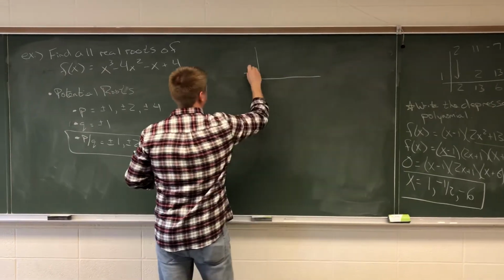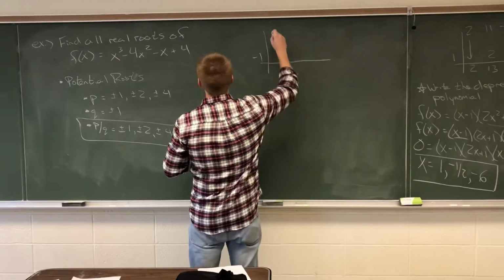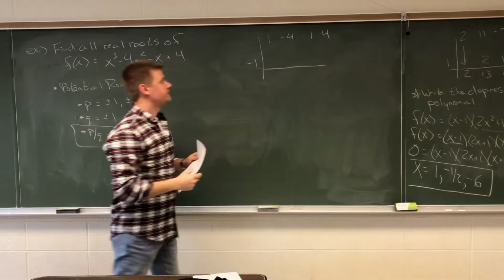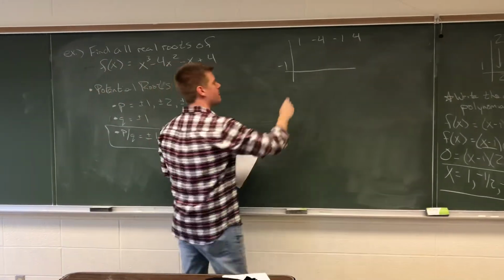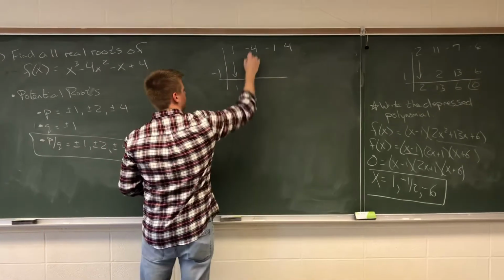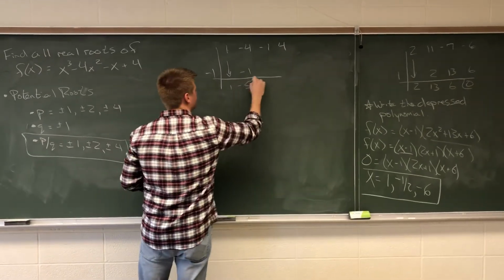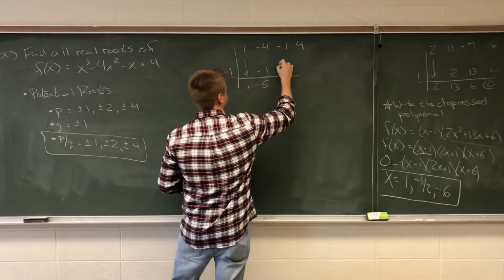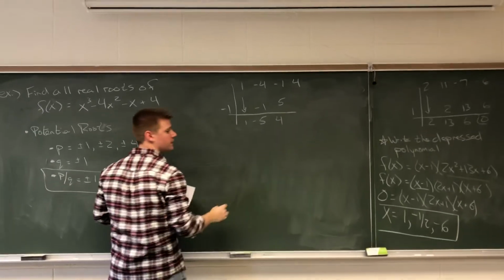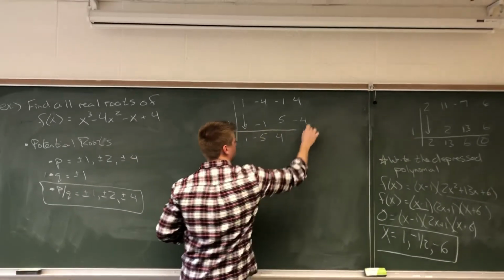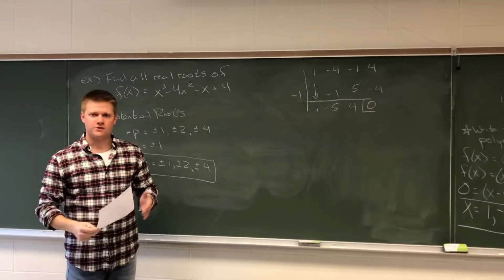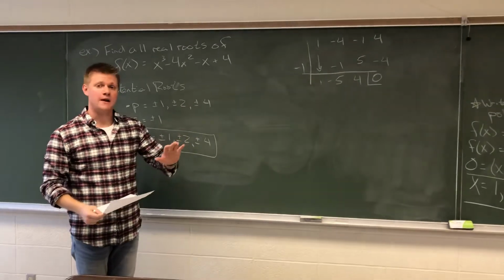So let's go ahead and try negative 1, since I was on that train anyway. All right, so again, my coefficients across the top. Bring 1 down. Negative 1 times 1 is negative 1. Negative 4 plus negative 1 is negative 5. Negative 1 times negative 5 is positive 5. Negative 1 plus 5 is 4. Negative 1 times 4 is negative 4. This is what we get that tells us we have a solution now. Okay, so once again, now I'm good to go.